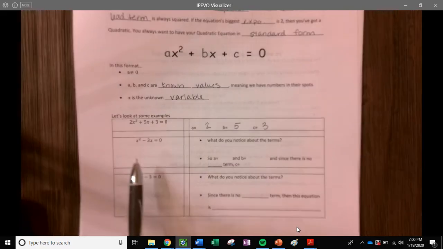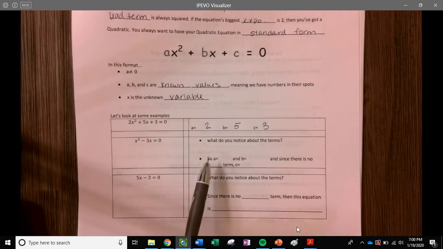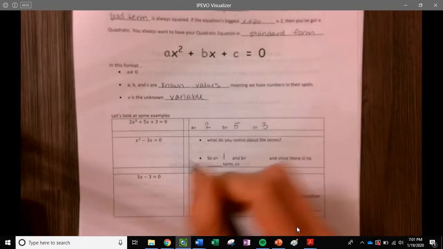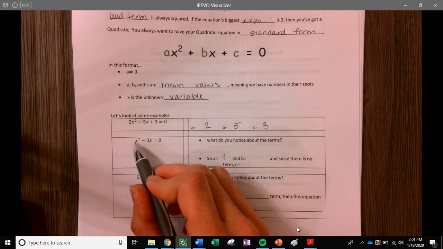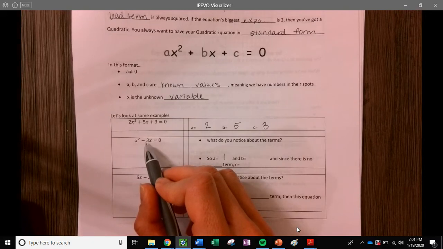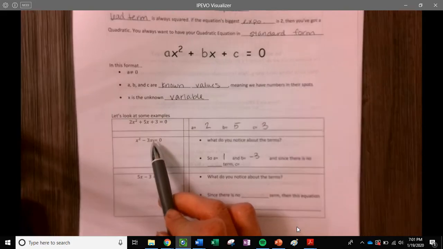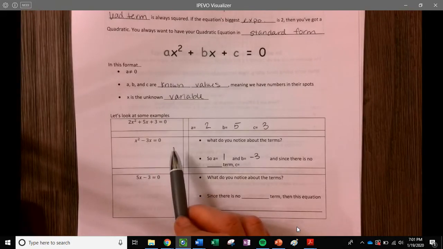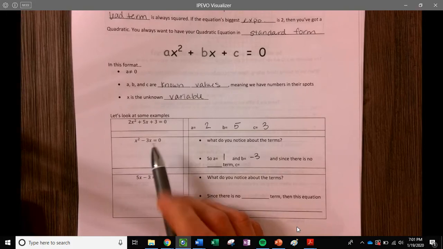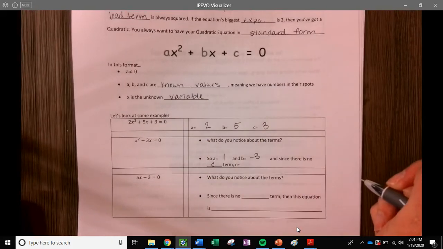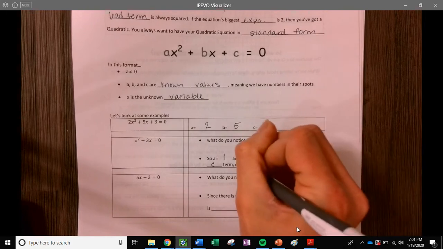All right, what about this second example? X squared minus 3x equals 0. What do you notice about the terms? We're missing one, right? If I put this in ax squared plus bx plus c, I'm missing somebody. A is 1, because I don't see it, so it's invisible. Must be a 1. B is -3. The b term is always the one that has the x with no exponent, okay? And since there is no c term, there's no constant, what do we understand that to mean? C equals 0.